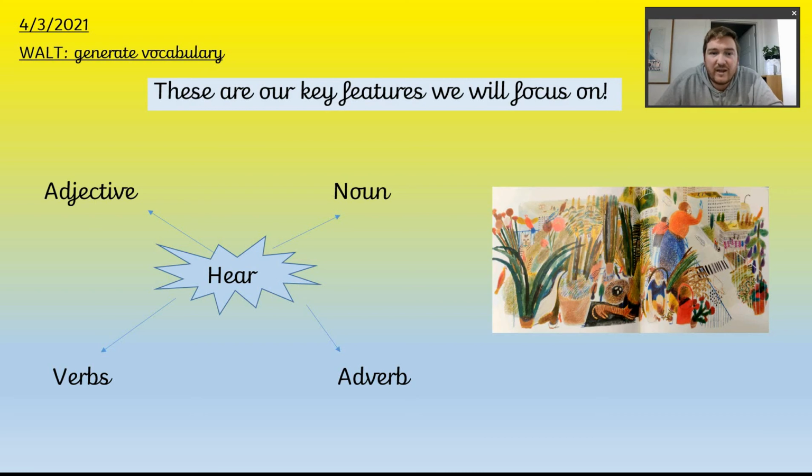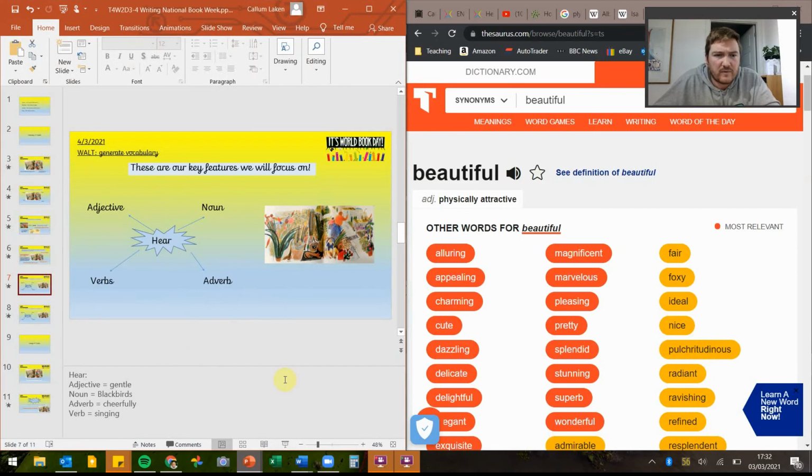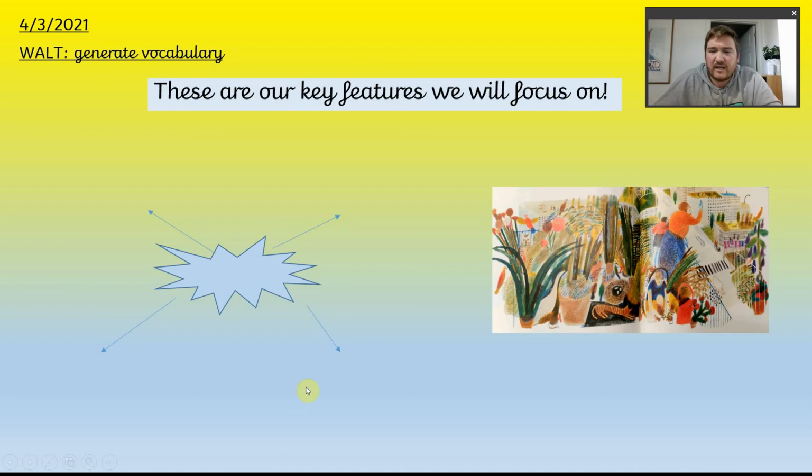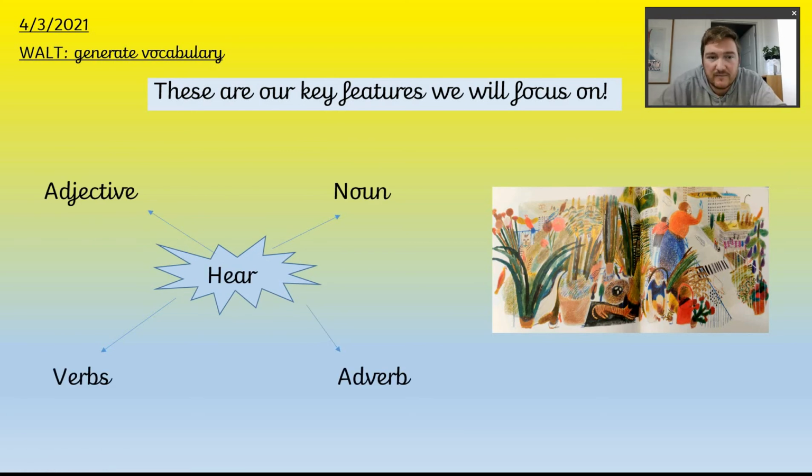So what can I hear? Thinking about what I can hear. Now, what I could hear in my head is, I think I can hear some birds singing. So I'm going to start with my noun. What type of bird do I know that sings? I know that blackbirds, they like to sing.